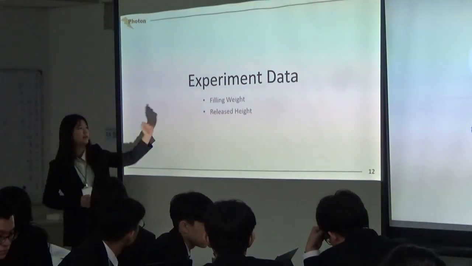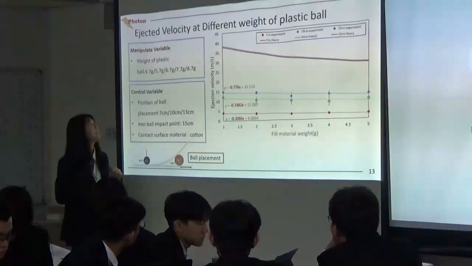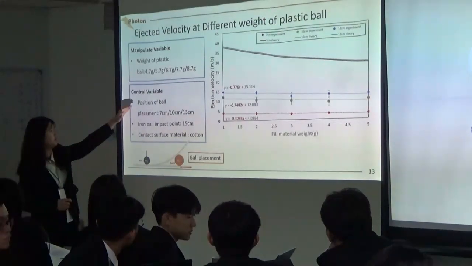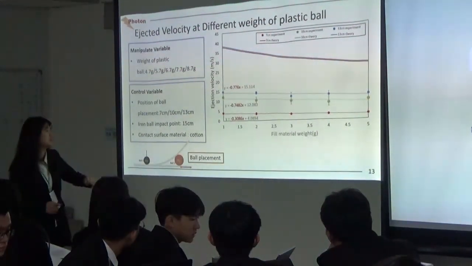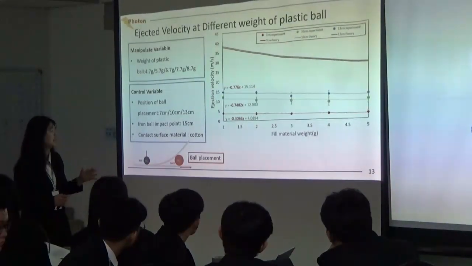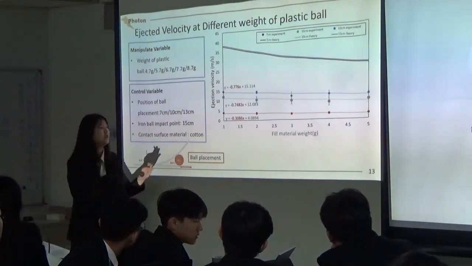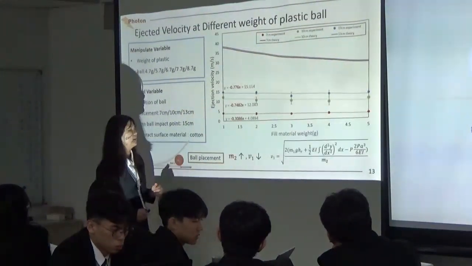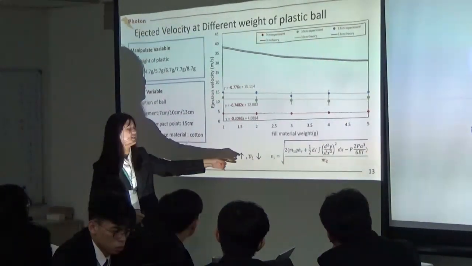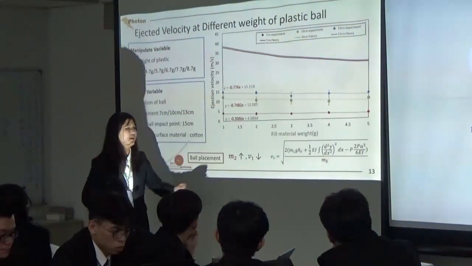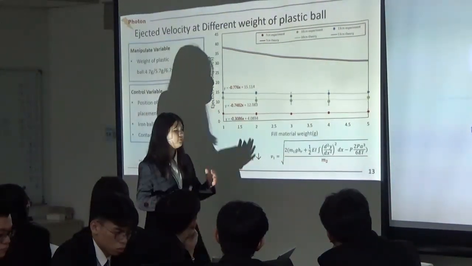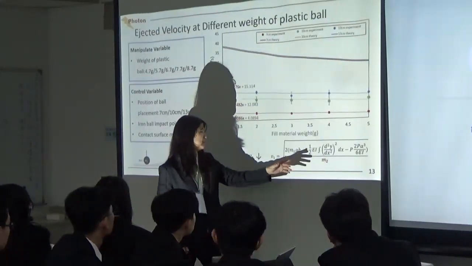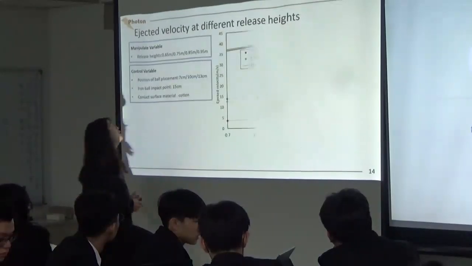We use the falling weight and the release height as our manipulated variables. The first one is the weight of the particle, and our control variables are the position of the ball placement, the iron ball impact force, and the contact surface material. In this data, we can see that the velocity decreases. That is because when N2 increases, the velocity of the ejection decreases, and connecting it with our theoretical curve, when the denominator increases, the velocity decreases.